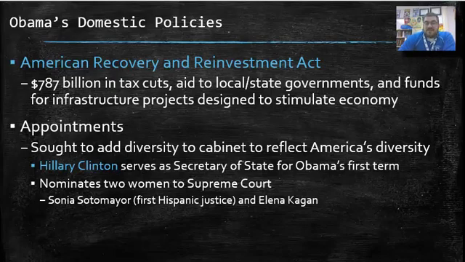He sought to add diversity to his government to reflect the diversity of America, so his one-time political opponent, Hillary Clinton, serves as the Secretary of State for Obama's first term, and he also nominates two women to the Supreme Court, Sonia Sotomayor, who becomes the first Hispanic justice, and Elena Kagan, both women who are now on the Supreme Court.